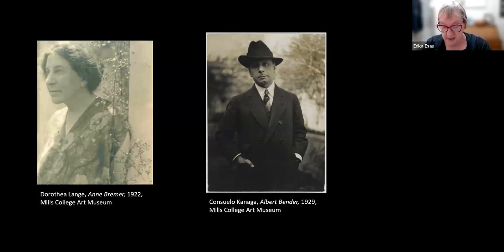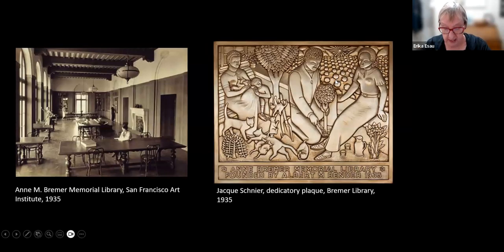Bender becomes the most active in buying and donating contemporary art after Anne's death in 1923. He created a Mills College scholarship in her honor, a fountain named for her, and the library at the San Francisco Art Institute, the now defunct San Francisco Art Institute, is named for her. He often told people it was her involvement in the art world that led him to become an art patron.